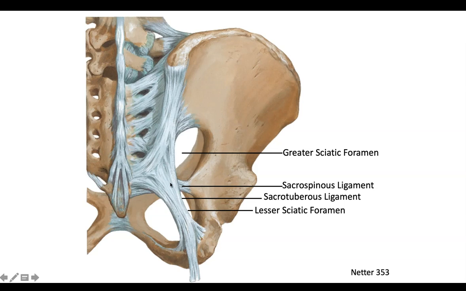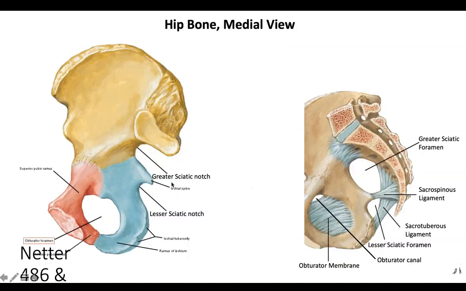And the sacrospinous ligament extends from the sacrum to the ischial spine. That's why we call this sacrospinous. And in between these two ligaments are the greater sciatic foramen and the lesser sciatic foramen.